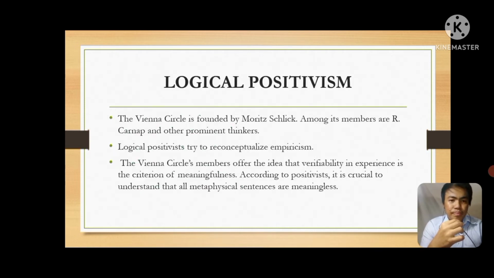Logical positivism. The Vienna Circle is founded by Moritz Schlick. Among its members are Carnap and other prominent thinkers. Logical positivists try to reconceptualize empiricism. The Vienna Circle's members offer the idea that verifiability in experience is the criterion of meaningfulness. According to positivists, it is crucial to understand that all metaphysical sentences are meaningless.